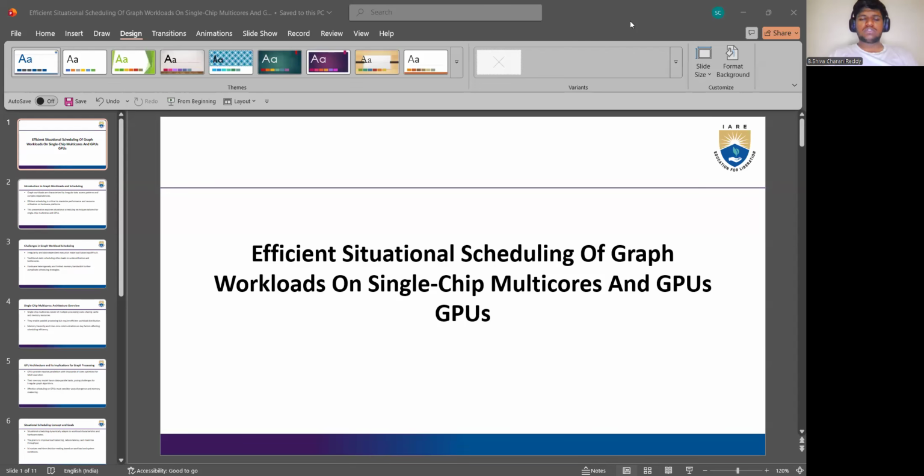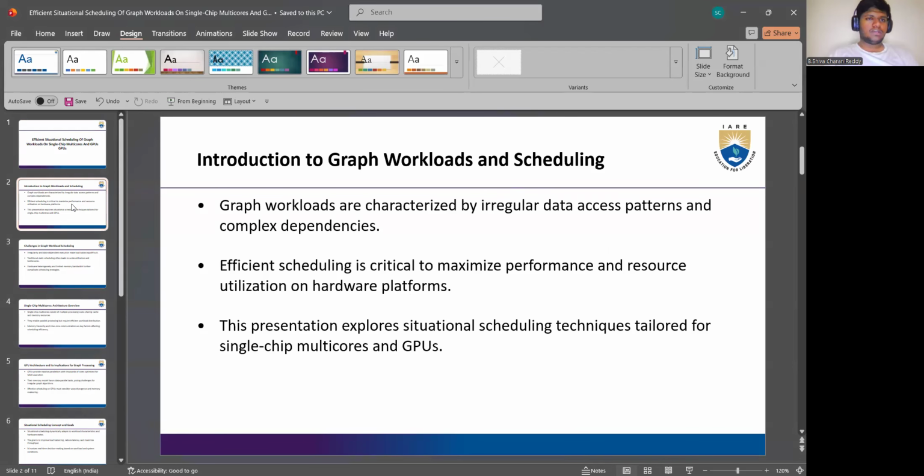Hello everyone, I'm Sachin. Today I'm going to talk about efficient situation scheduling of graph workloads on single chip multicores and GPUs. Coming to the topic, introduction to graph workloads and scheduling.